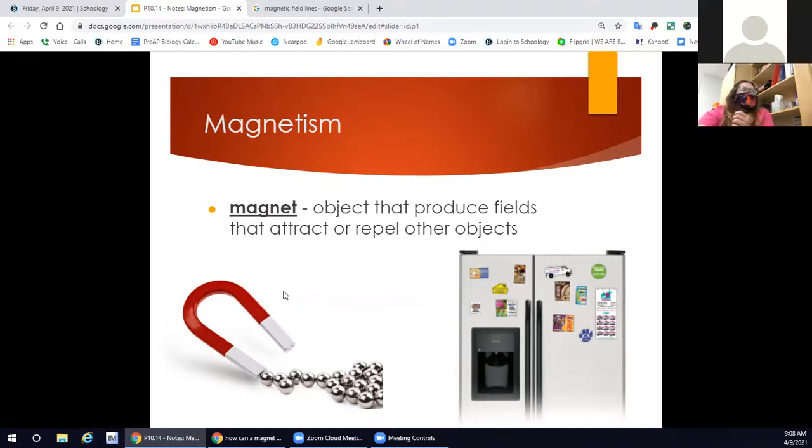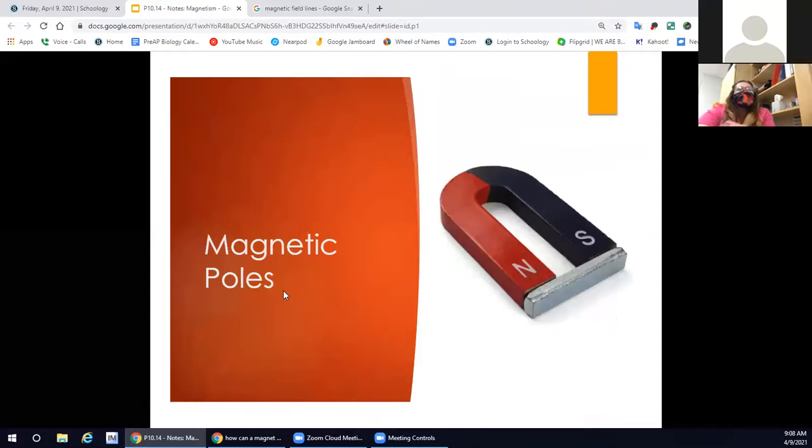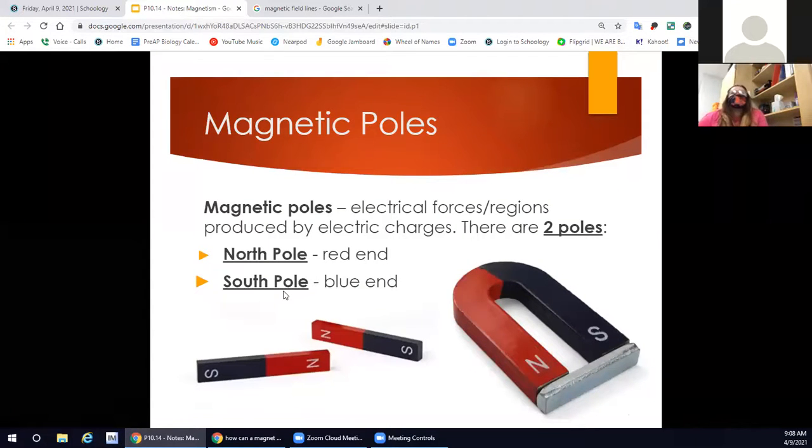All right, good. So first we're going to start off with magnetic poles, and there are 2 types of poles, the north end and the south end. And again, this is what we call North Pole and the South Pole. These are the electrical forces, or the regions that produce electrical charges that cause the magnetism.